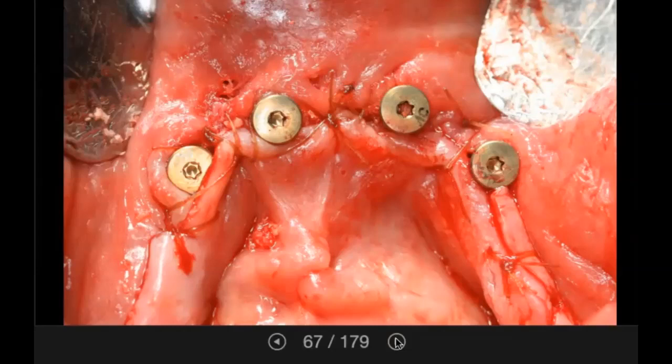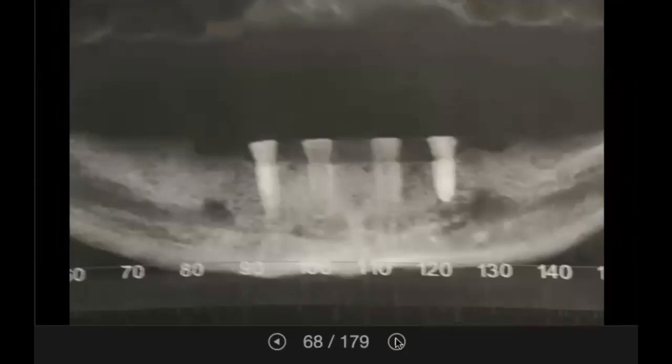A CT scan orthopantomogram depicting ideal implant spacing and parallelism. Note that the distal implants are placed 5 millimeters anterior to the mental foramen bilaterally.